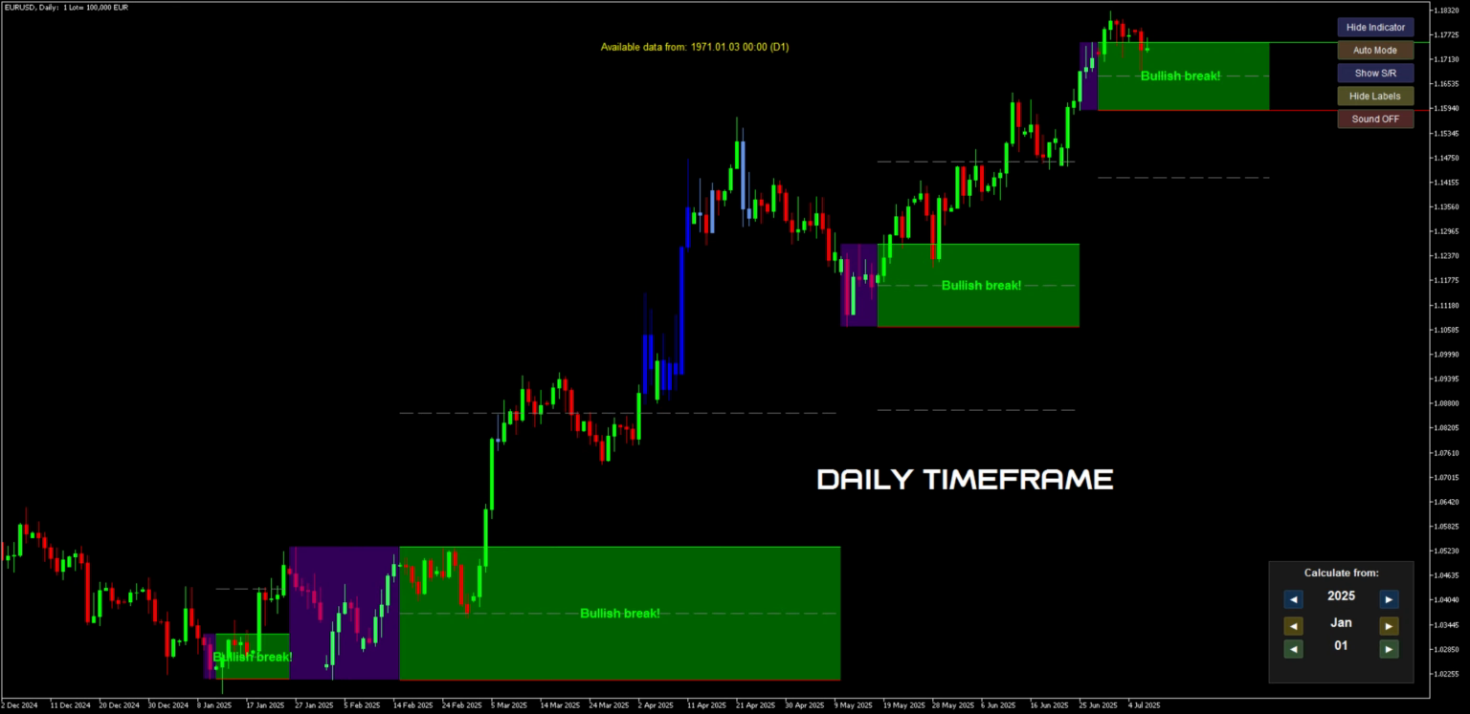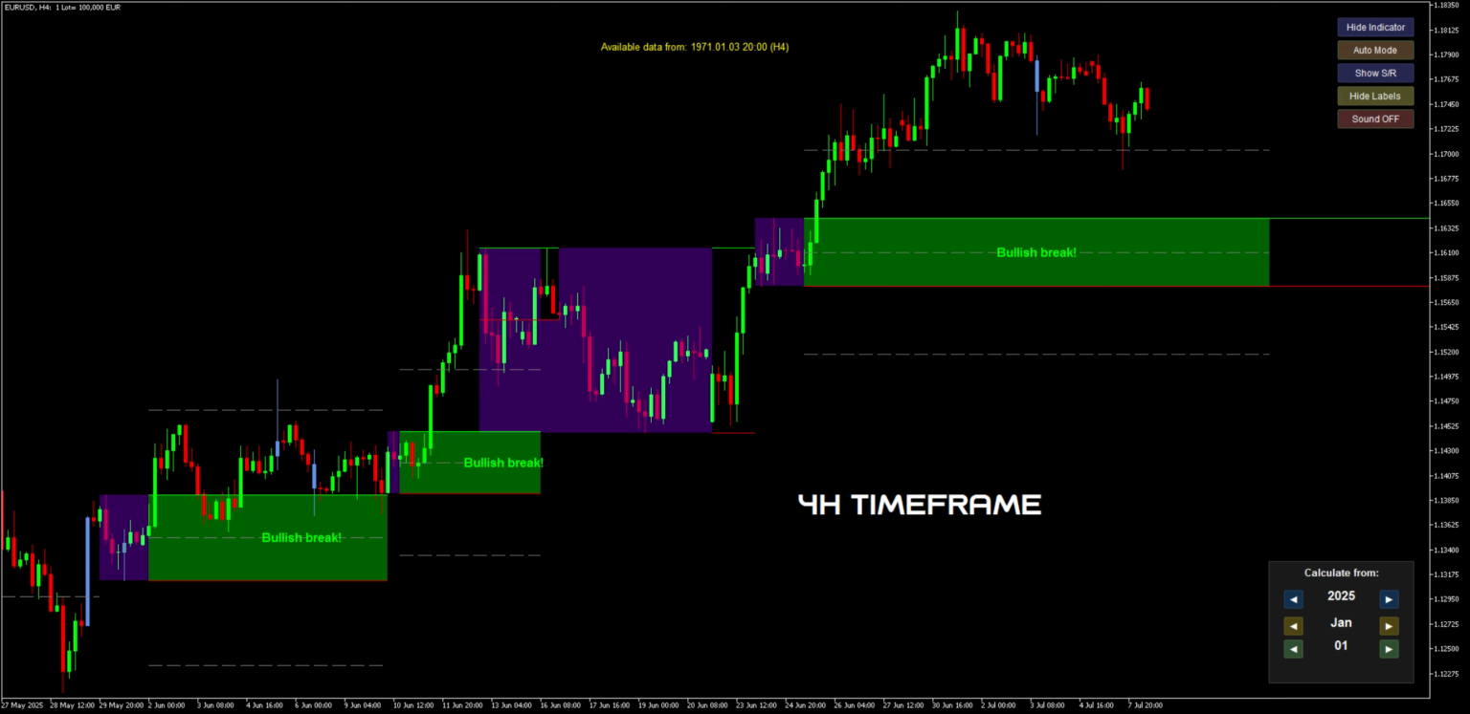Interpreting the zones. Interest zones form on every time frame. Each has defined time and price boundaries.